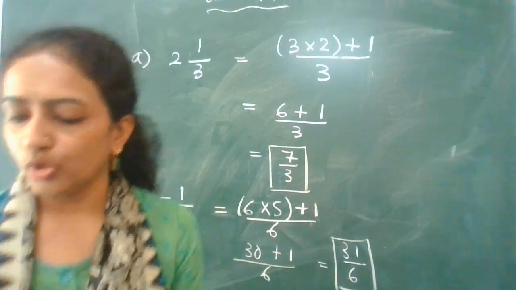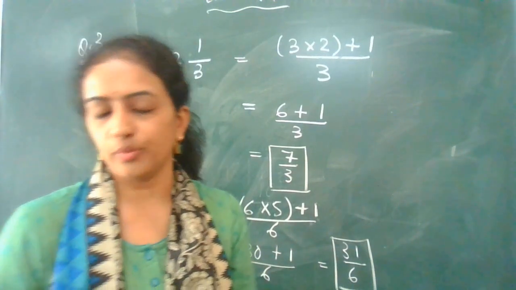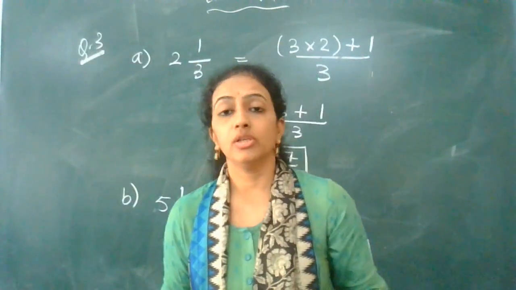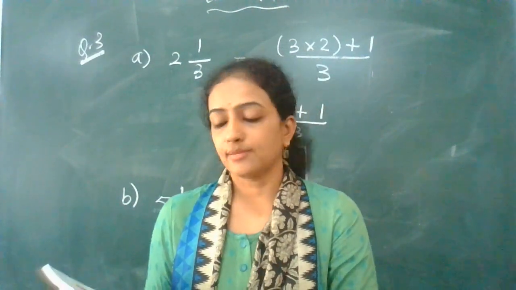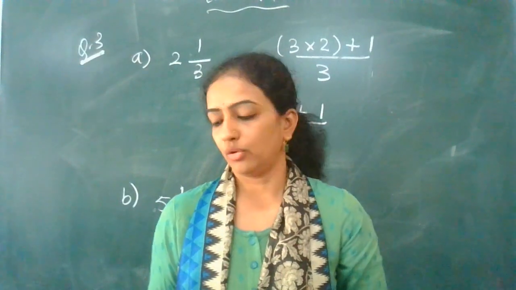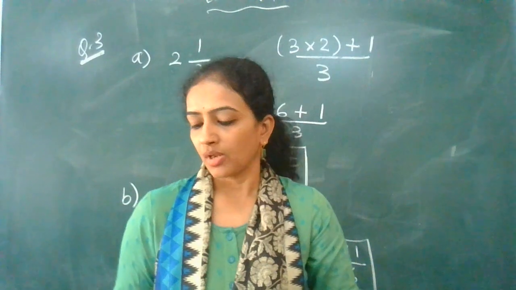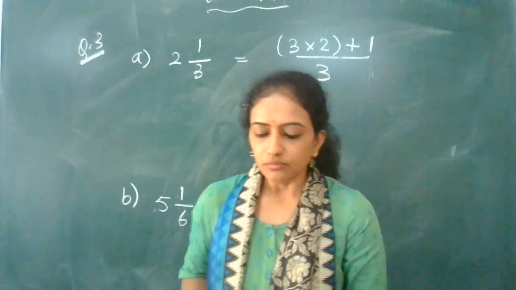Now question 4: use the pictures to write the improper fraction and then convert into a mixed numeral. It is very easy. You have to write first the fraction and then convert into a mixed numeral. One has been already done for you, so you can follow the method and do this question in the textbook. It is very easy. Okay, any doubt you can ask. Fine.